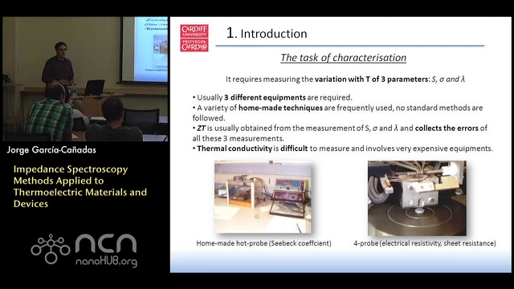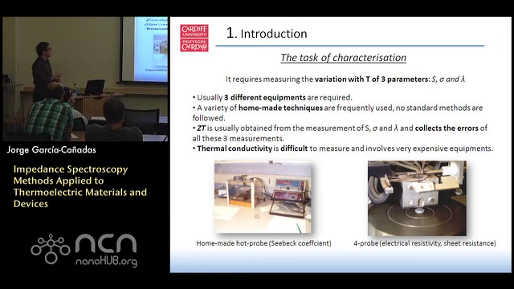Characterizing materials is not an easy task. It's quite tedious because we need to provide the evolution with temperature of 3 parameters: the Seebeck coefficient, the electrical conductivity, and the thermal conductivity. Usually 3 different equipments are required, and also there's a wide variety of homemade techniques, and usually research doesn't follow standard methodologies. And finally, the efficiency, the ZT, is usually obtained from the measurements of 3 parameters, and it collects the errors of all of these parameters.